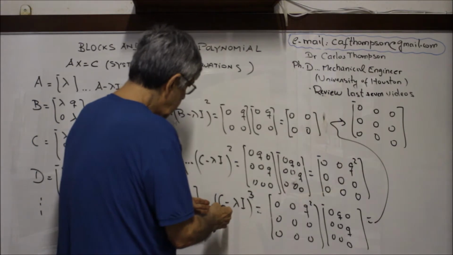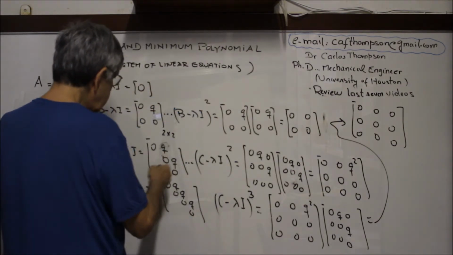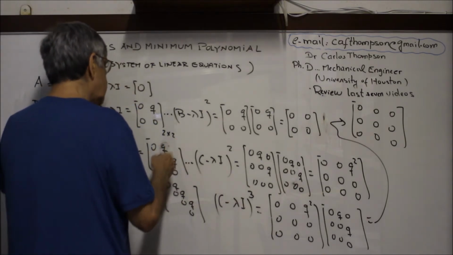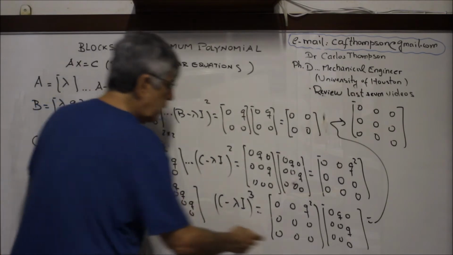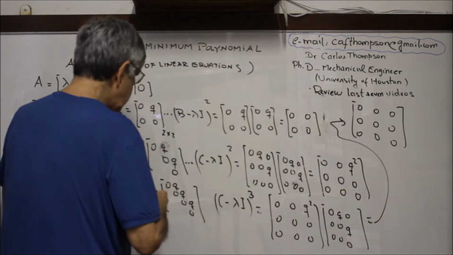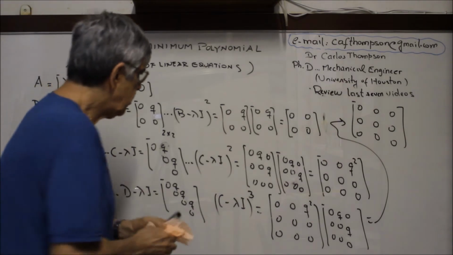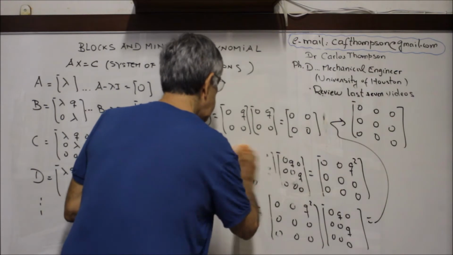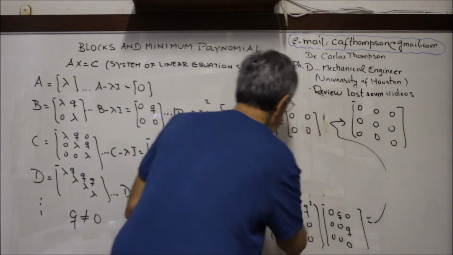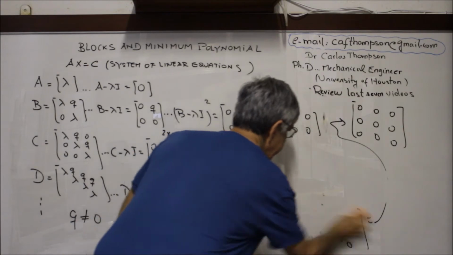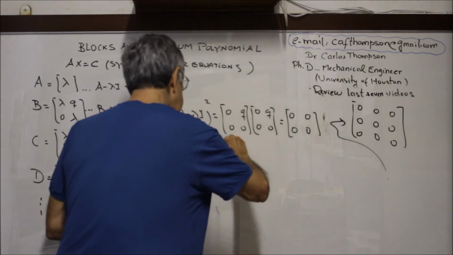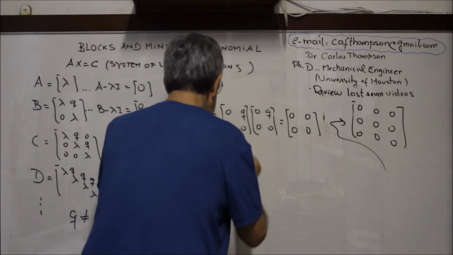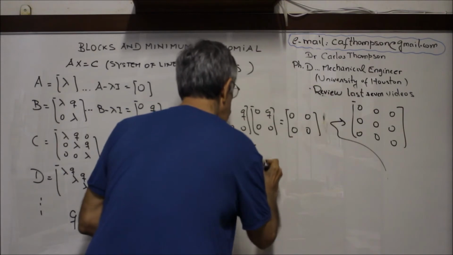What you have seen is that if I take the power 3 of this matrix, it is 0. I will erase here and put this answer right here. Don't forget, this is 3. Now, this to the power 3 is equal to 0.